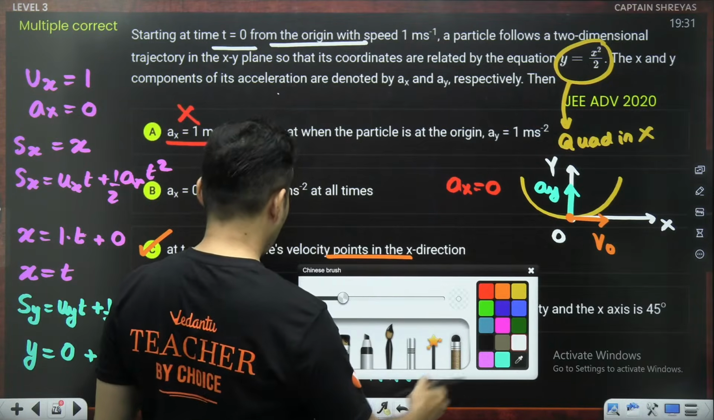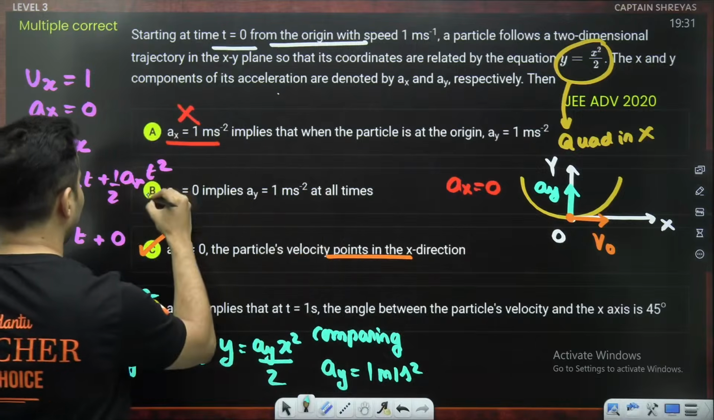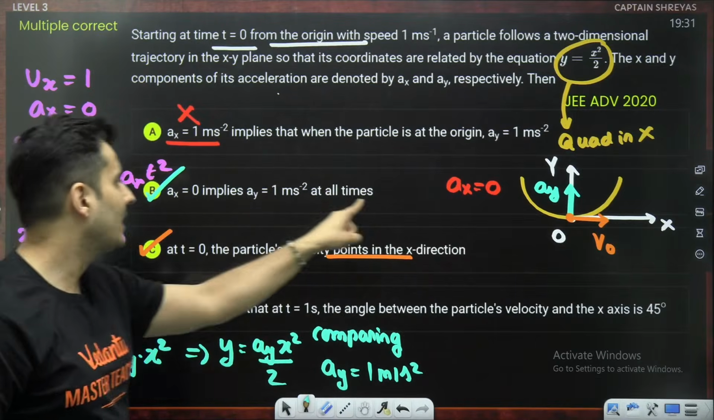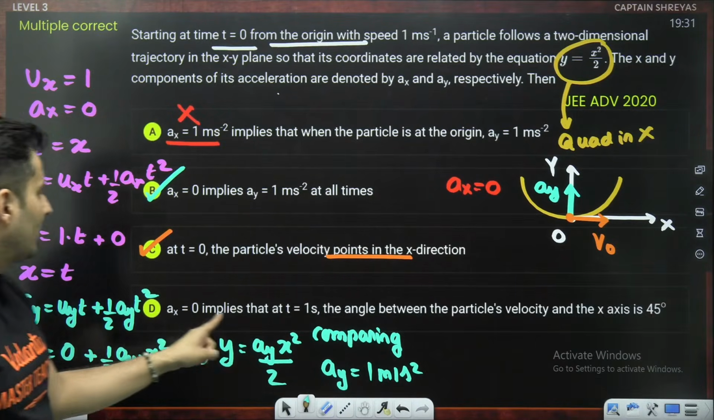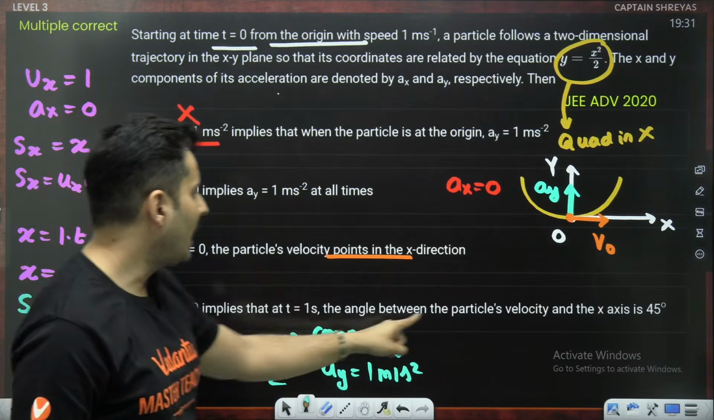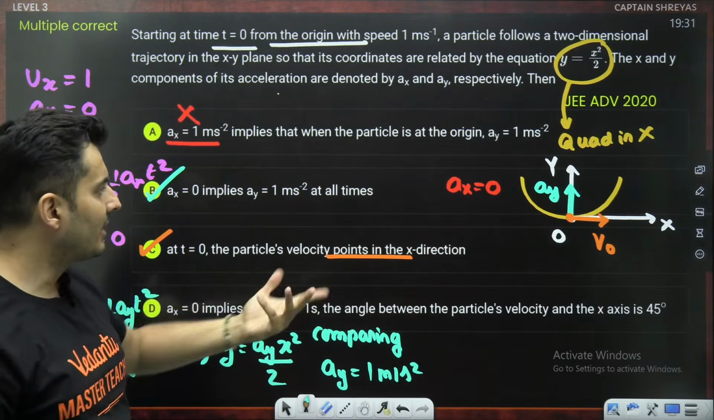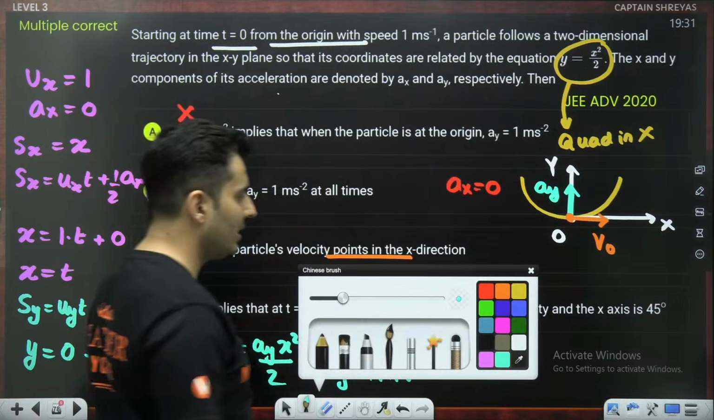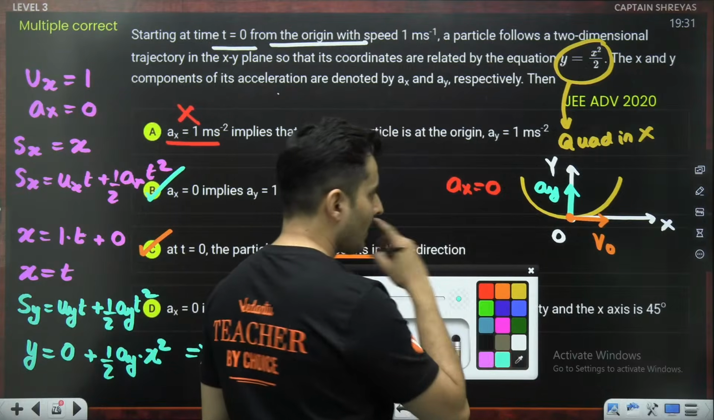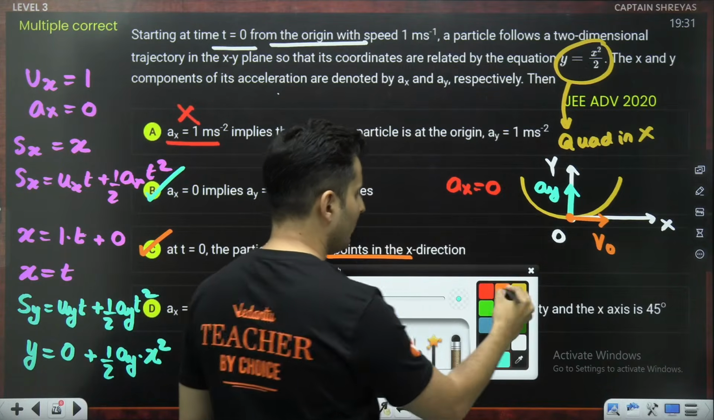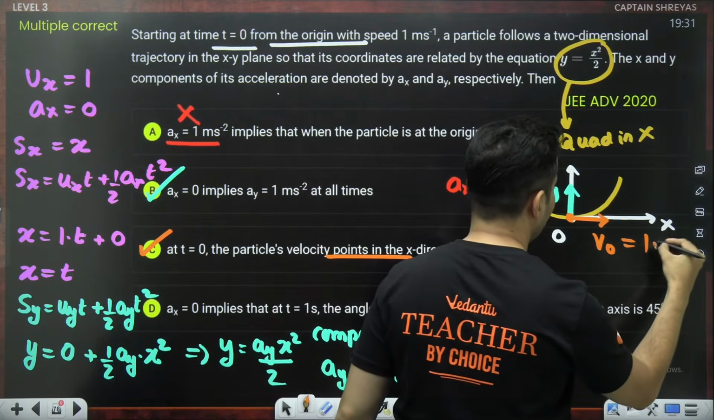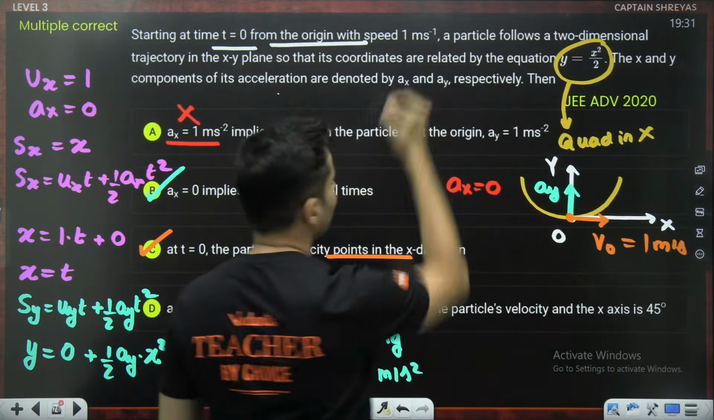1 at all times. I think this is something which I can mark. Obviously, I can mark this. Last one. At 1 second, angle between the velocity and the x-axis. So we can find the velocity. It is not a big deal at all. So this velocity was constantly 1 meters per second because it was given.